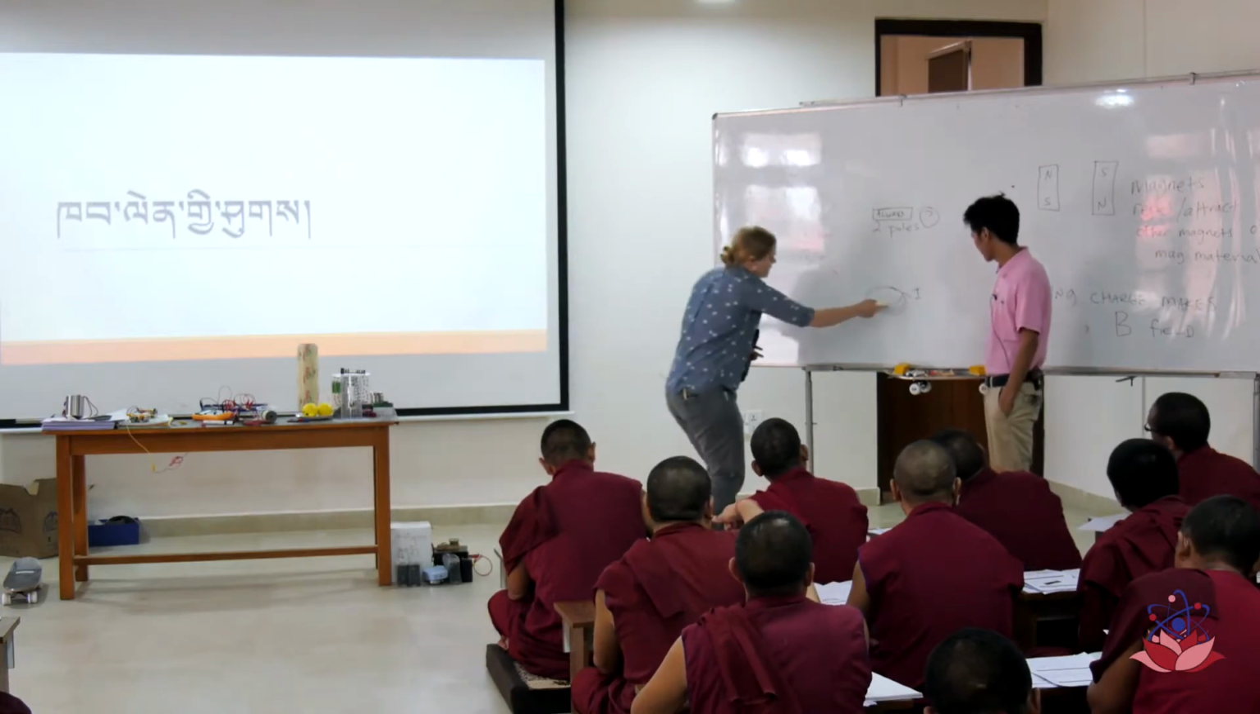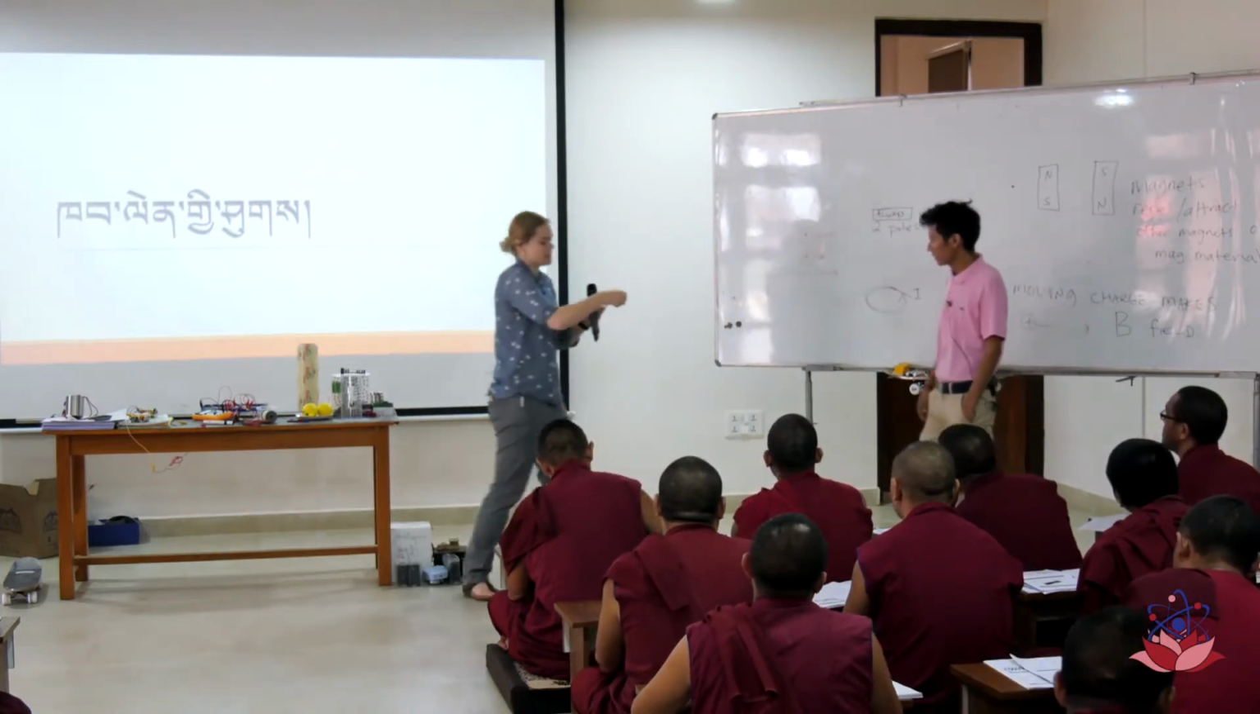Okay. So if I have this loop and I take my right hand and I put my thumb in the direction of the current, then I can curl my fingers around and I get that the magnetic field points up inside the loop.